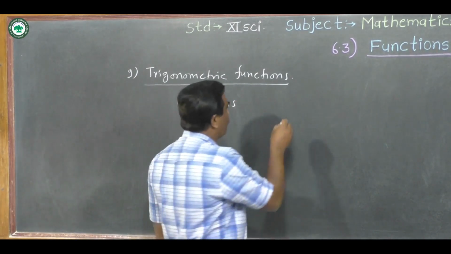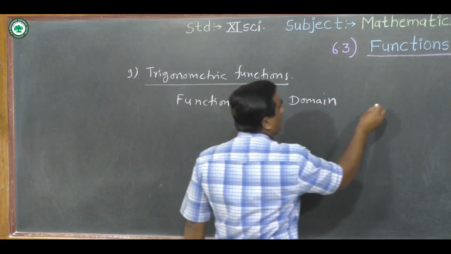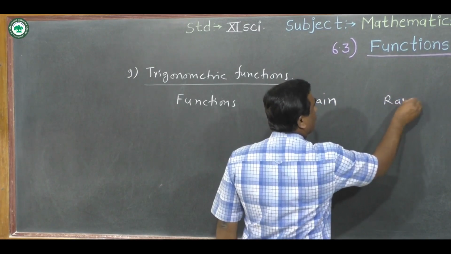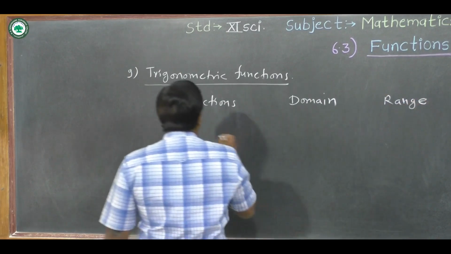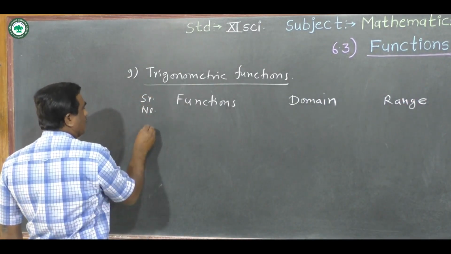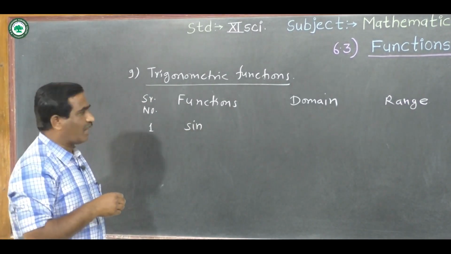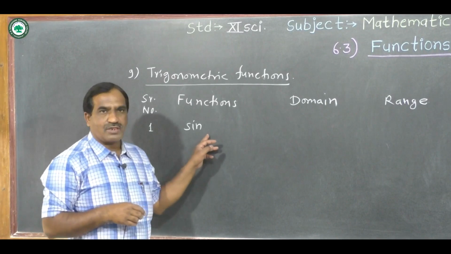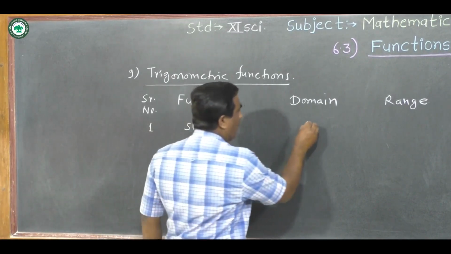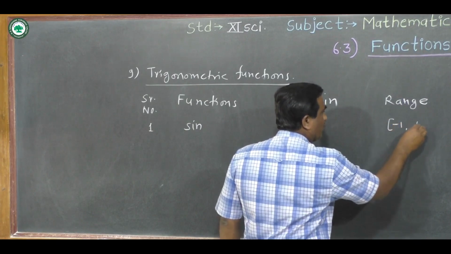Functions, second column domain, and third is range. Here serial number. Now the first function is sine trigonometric function. The domain for the sine trigonometric function is R, and the range for this function is -1 to 1.